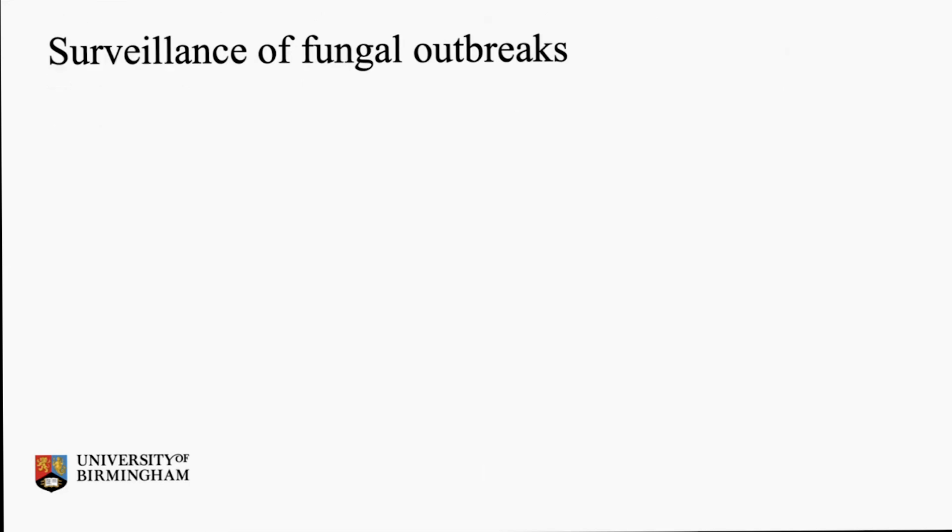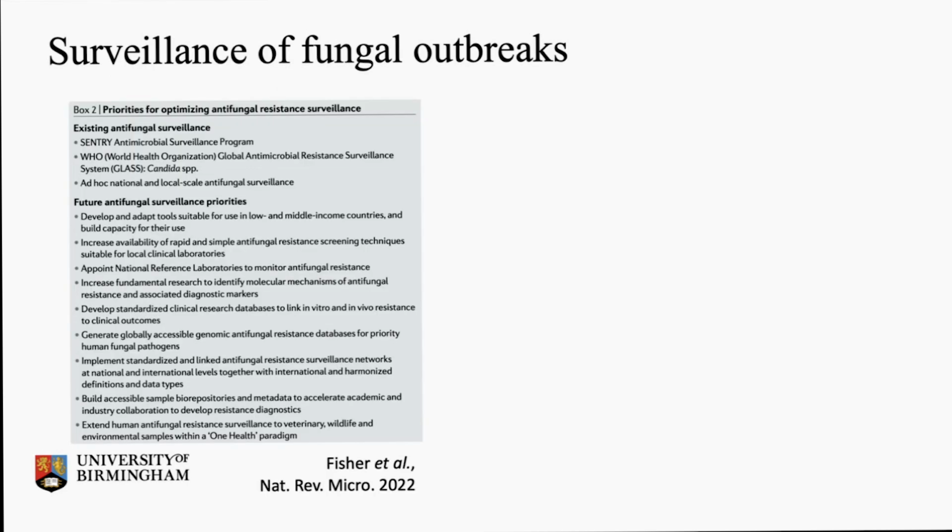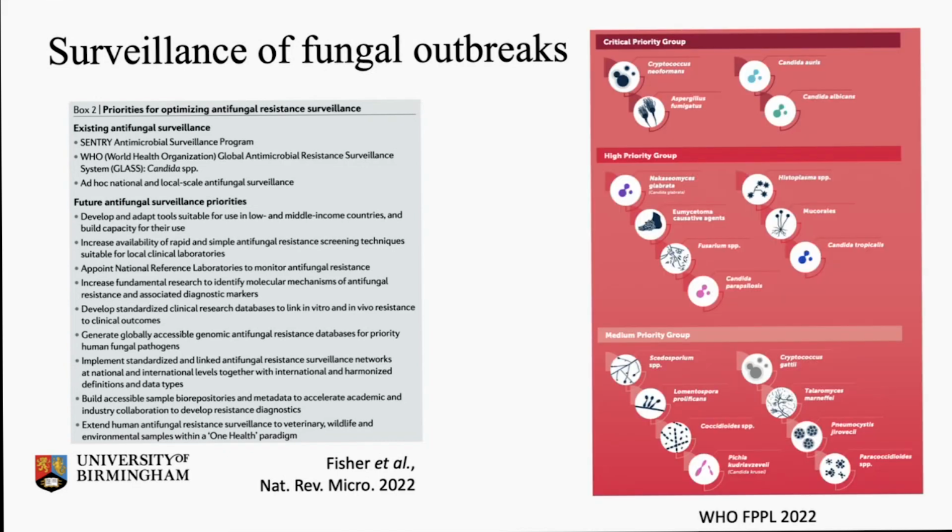So surveillance of fungal outbreaks is one of those things that we are quite passionate about trying to move forward. There are existing antifungal surveillance strategies, so the SENTRY program, for instance, but future surveillance priorities should really try and employ a genomic angle. And the WHO have requested genomic surveillance strategies in the aftermath of COVID. And of course, this does align quite nicely with the fungal priority pathogen list, as Matt introduced.